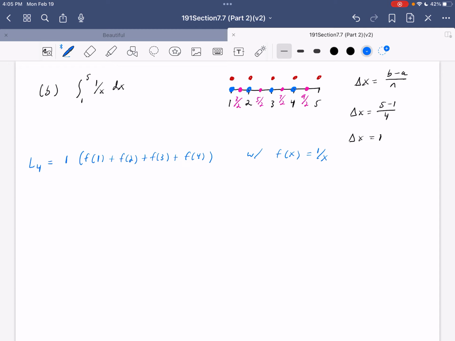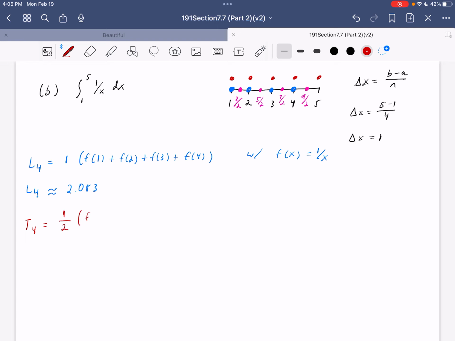This will just be some calculator work. If we plug this in, we'll get f of 1, which is 1, plus a half plus 1/3 and then plus 1/4. If we do that, this should come out as about 2.083. So there's our left endpoint approximation. Perfect. Now let's do the trapezoidal rule. For the trapezoidal rule, T4, remember this is going to be delta x over 2.